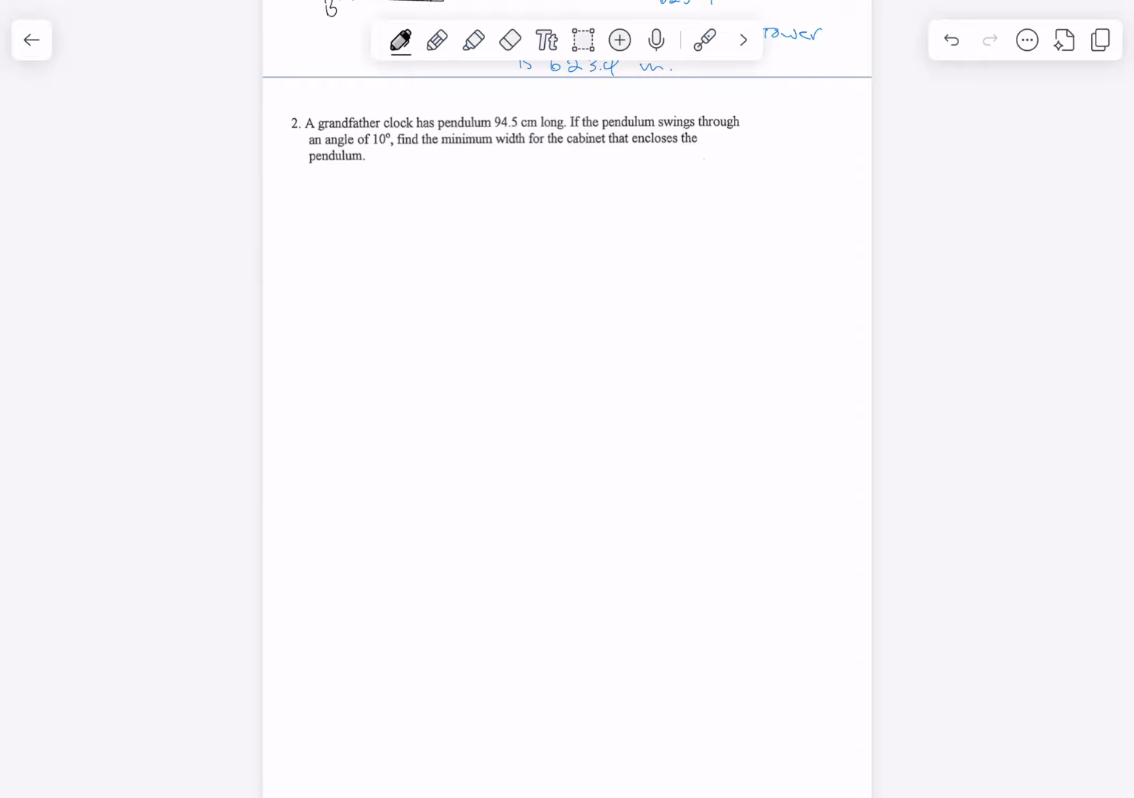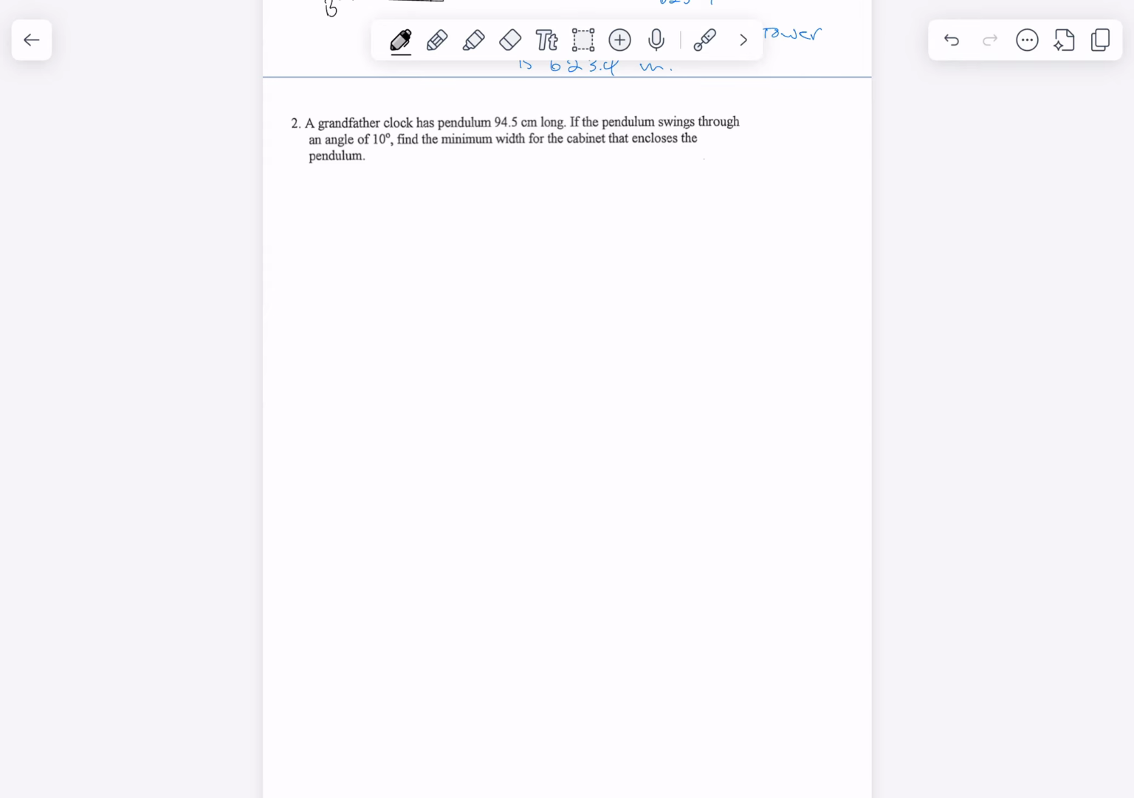Okay, so this is number 2 from the sheet that we started, and we actually had 2 solutions for this problem yesterday, which was kind of interesting. But again, it started with the picture. So you've got this grandfather clock, and then you've got the pendulum in the middle that swings from side to side. And that pendulum has a length of 94.5 centimeters long.